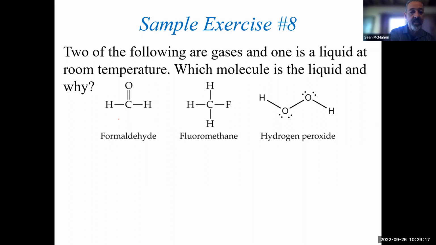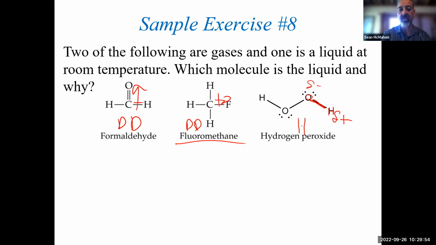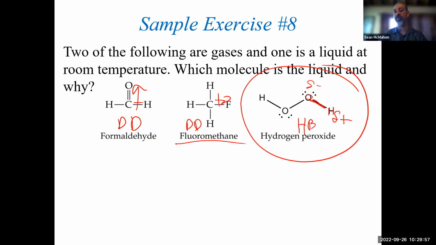Well, this is a dipole-dipole. Why? It's a polar molecule. We see the dipole going towards the oxygen. What about fluoromethane? Well, it's not symmetrical. It lacks symmetry. Why? There's a fluorine and 3 hydrogens. So there's not all the 4 same thing. So what do I have? I have a dipole there, and it's dipole-dipole. When I look at hydrogen peroxide, what do I notice? Hydrogen bound to an oxygen. What does that mean? An extremely partial positive, extremely partially negative. This is hydrogen bonding. So this is my liquid at room temperature.